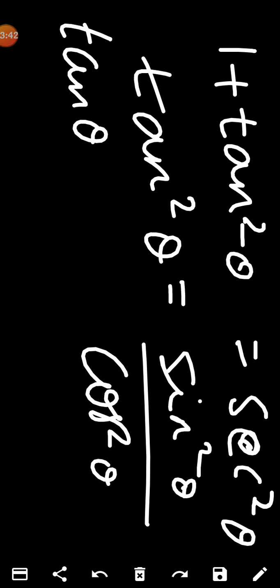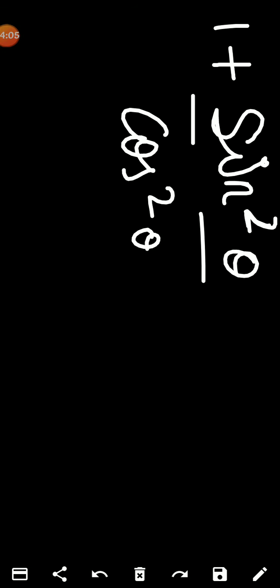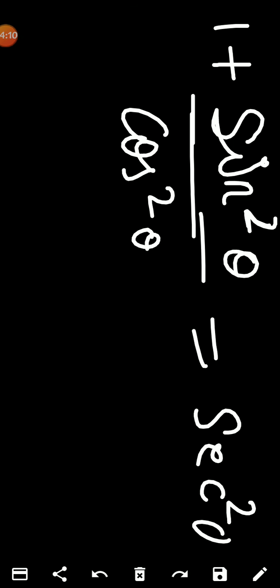Now we know that tan square theta is equal to sin square theta by cos square theta. So let's replace tan square theta with sin square theta by cos square theta. What do we get? 1 plus sin square theta by cos square theta is equal to secant square theta. Still our equation is not complete. We still need to get a secant square theta on the left hand side.